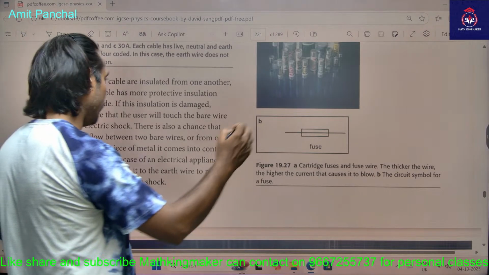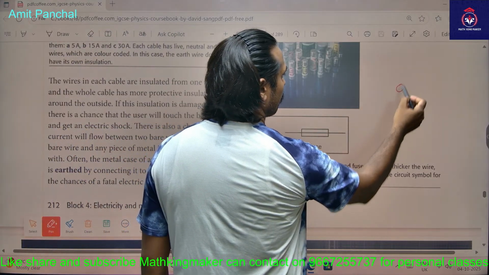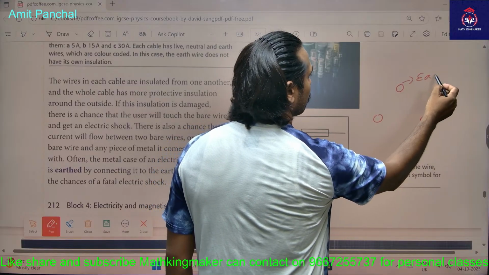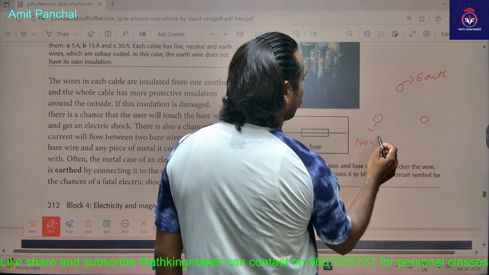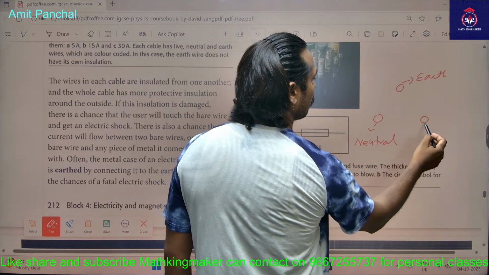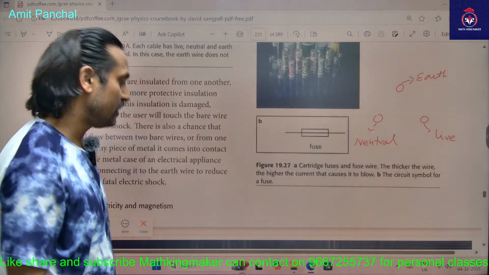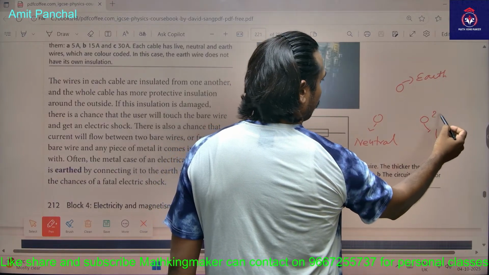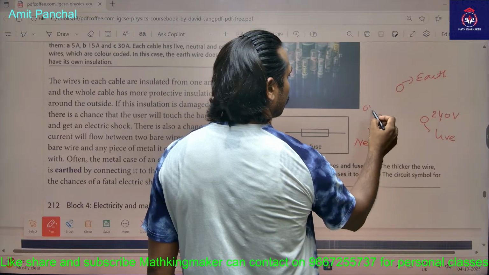Since you will be having 3 pin plug sockets, isn't it? Like this. The above one is said to be earth. This is said to be neutral. This is your live wire. So basically the voltage of this live wire is 240 volt and your neutral is 0 volt.